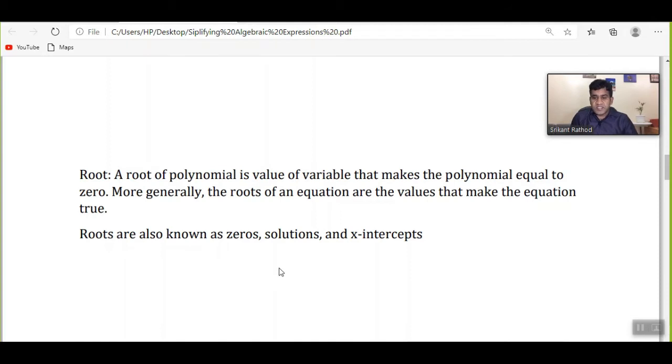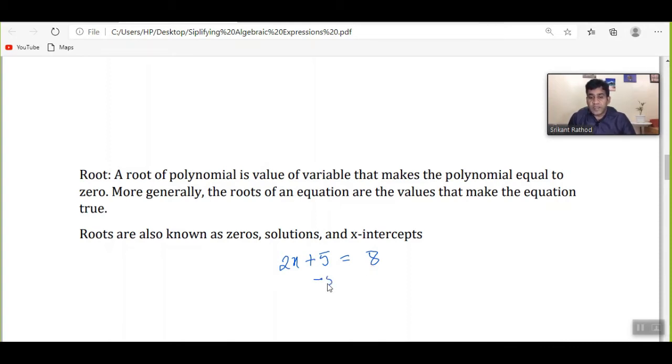So let me take some simple example here. 2x plus 5 is equal to, let's take 8. 2x plus 5 equals 8. So what is the solution to this equation? So what is the root of this equation? So you have to solve for x.